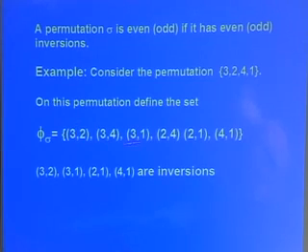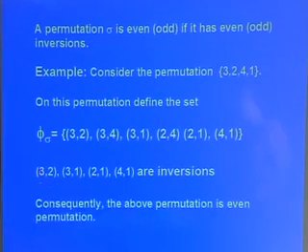Now, if we consider the number of inversions in this, then (3, 2) is an inversion because P is greater than Q, (3, 4) is not an inversion, (3, 1) is an inversion because 3 is greater than 1. Similarly, (2, 1) and (4, 1) are inversions. So, in this set we in all have 4 inversions, and consequently the above permutation is an even permutation.